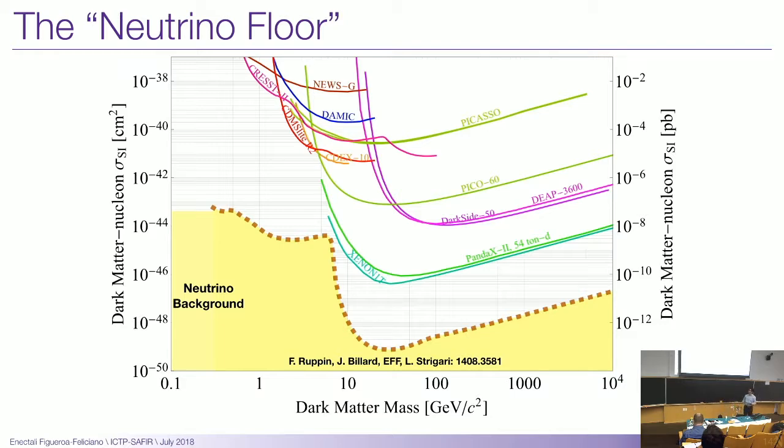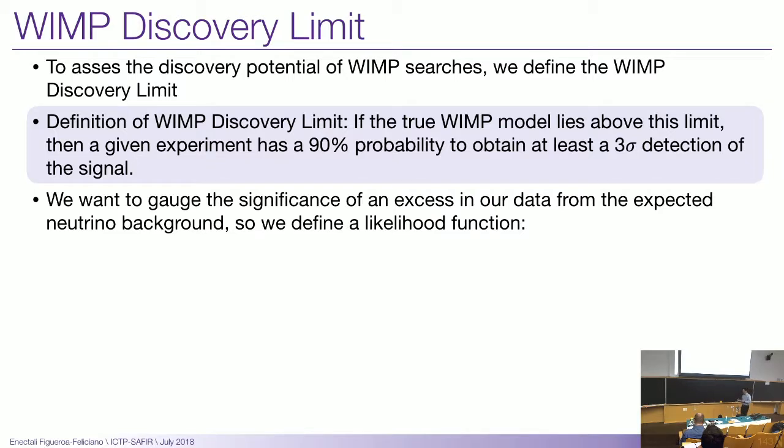So the point is we're trying to figure out where in this mass plane do you start to have problems because you are starting to have neutrinos become a background for you. And so we basically define this WIMP discovery limit as the point in which if there were a WIMP model that lies above that limit, then a given experiment has a 90% probability to obtain a 3 sigma detection of the signal. So let me break that down.